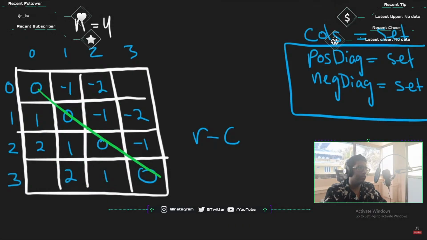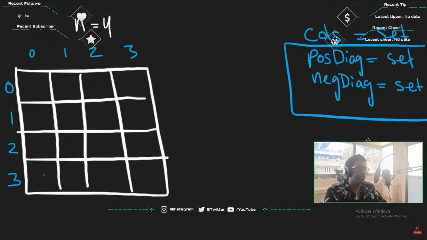Is there a similar pattern we can use for positive diagonals? Let's see. Let's say we started our positive diagonal over here. We can see the row is 3, the column is 0, and then we go diagonally top right. We go up in this direction. Now notice when we go in this direction, we're moving to the right. We're increasing the column by 1, but we're decreasing the row by 1.